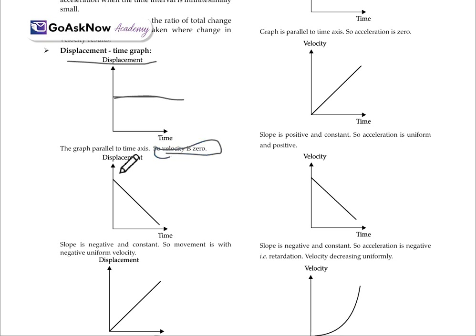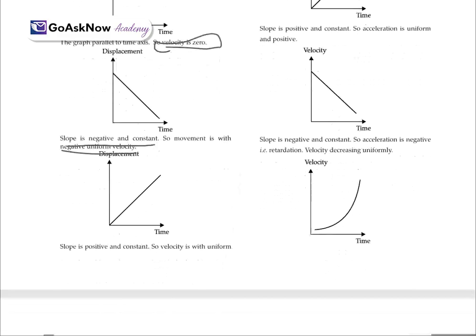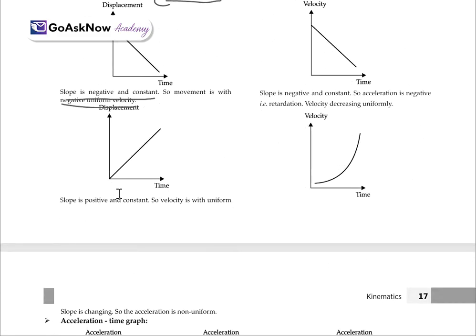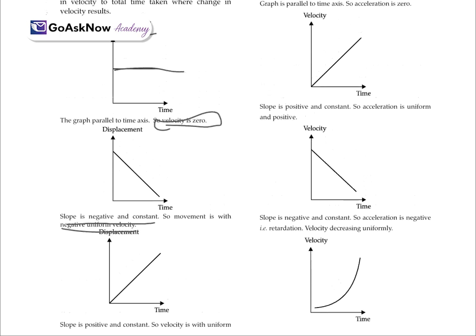Okay. Displacement and the time again, when the slope is negative and constant, it's just coming downward like this. So, the movement is with negative uniform velocity. Okay. Next, when the slope is constant, but it's going in the positive way, it will be like the velocity is uniform.